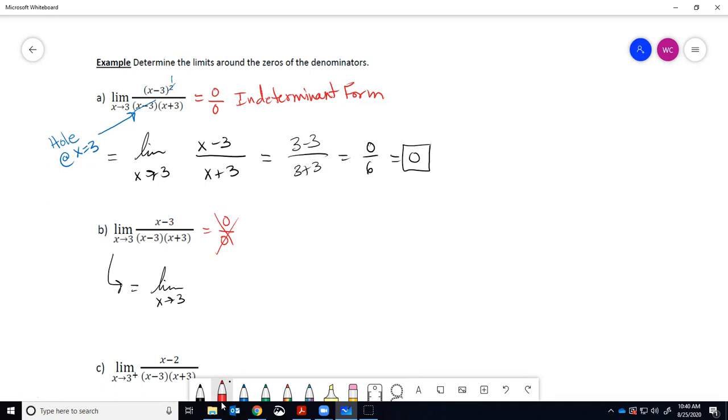Well, x minus 3 is on top and bottom, so we could cancel those out. What does that mean we just canceled? A hole at x equals 3. Well, let's see if what's left we can take the limit of.